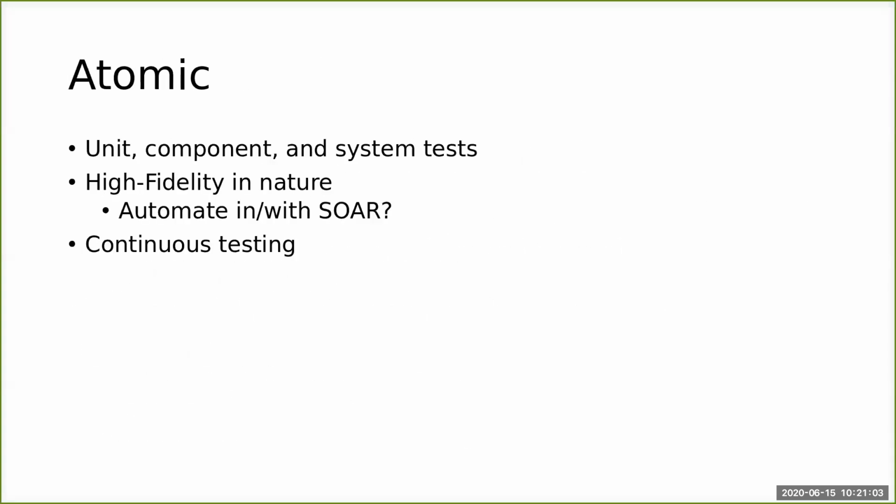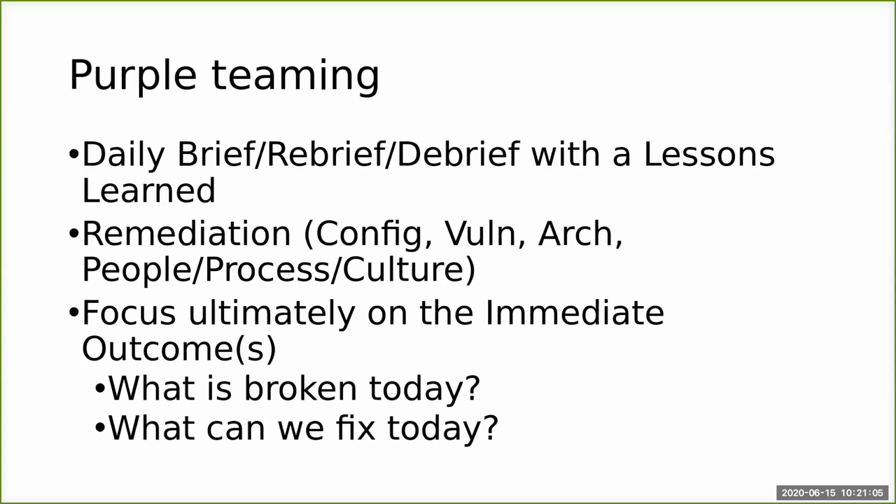So we talked about the atomic testing and purple teaming. One of the things I like to do when you're purple teaming is have a daily brief, rebrief, debrief. In the morning, say what you're going to be testing. Have everyone say here's what we're going to be testing, here's how it's going to affect our environment, and here are our concerns about it. That would be the rebrief. Then at the end of the day, have a debrief with the lessons learned: what did we learn today? And then deal with all those remediation components. It all has to do with what you can do today, right?